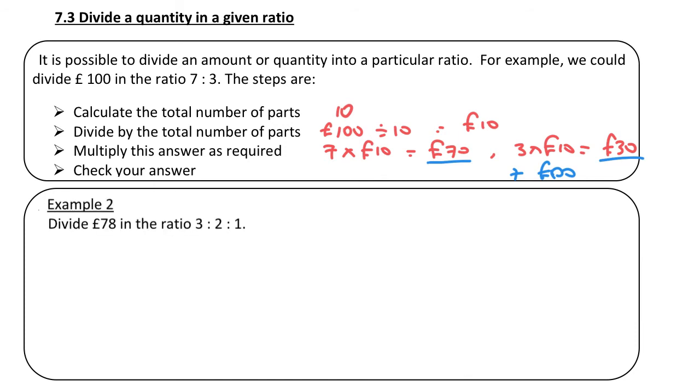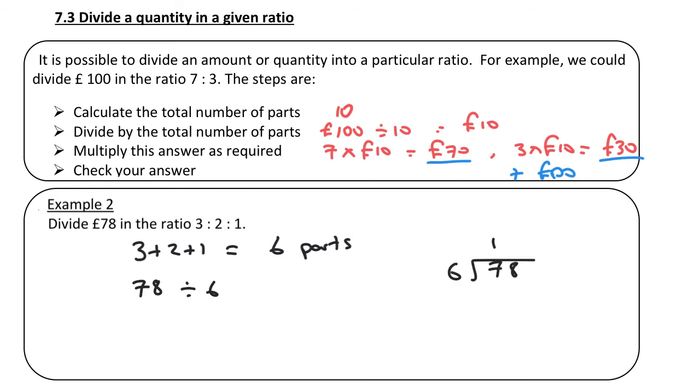Example 2 then, divide £78 in the ratio 3 to 2 to 1. So the first step is to calculate the total number of parts. So that's going to be 3 plus 2 plus 1, which is 6 parts. Then we divide by the total number of parts. So we're going to do 78 divided by 6.